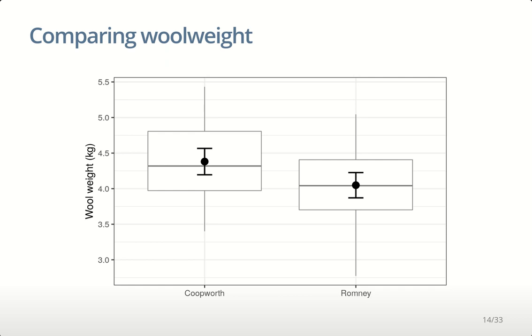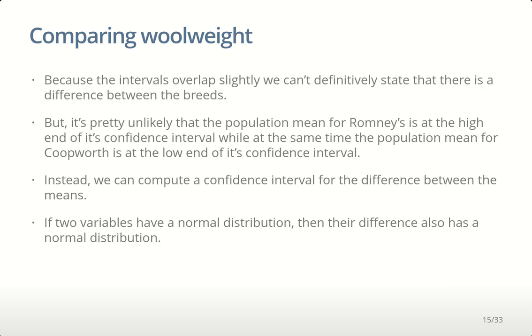So in these cases, when we've only got two groups like this, we can use the difference in the means. Instead of a confidence interval for each mean, we compute the difference between the means and do a confidence interval for that. Right? So we compute the confidence interval for a difference between the means.